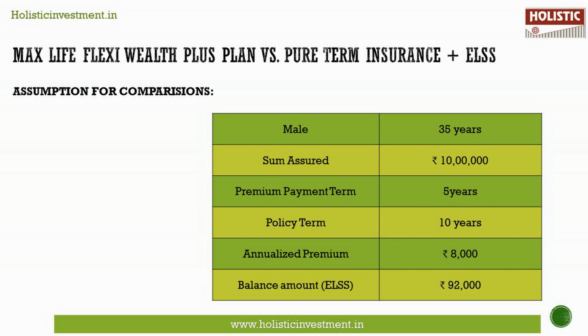this to invest in a pure term insurance policy for life cover, and the balance amount could be invested in an ELSS mutual fund. So let us assume that the pure term insurance with a sum assured of 10 lakh rupees and a policy term of 10 years and premium paying term of 5 years has been opted. So the annual premium for this policy would be 8,000 rupees, and the balance amount out of this 1 lakh could be invested in an ELSS mutual fund.